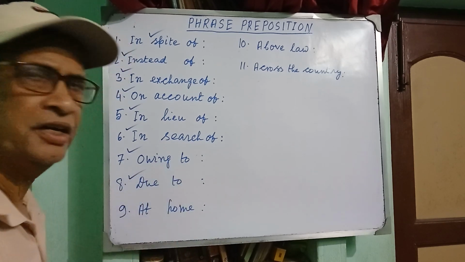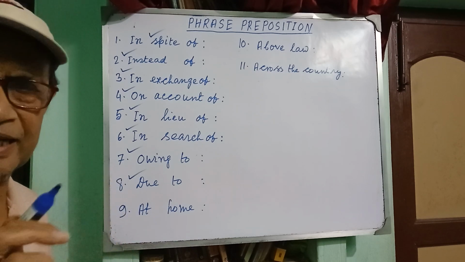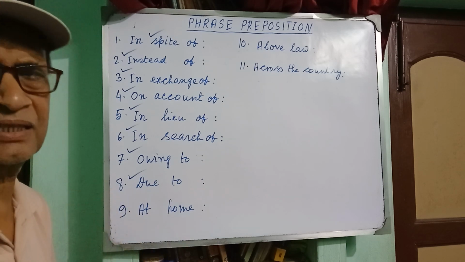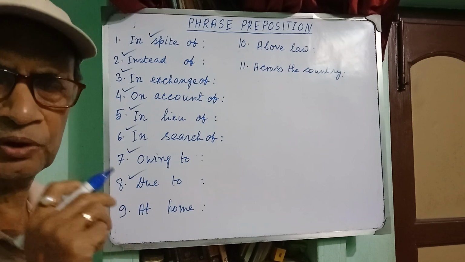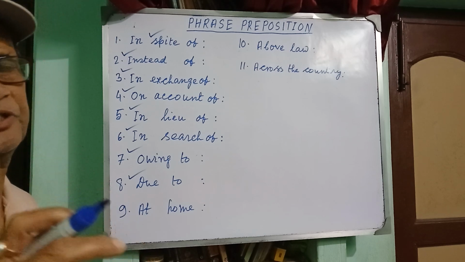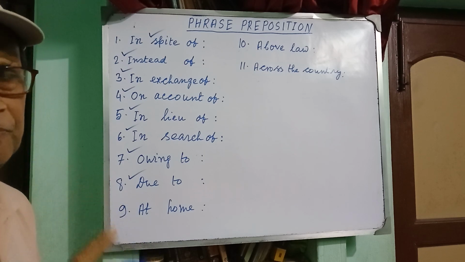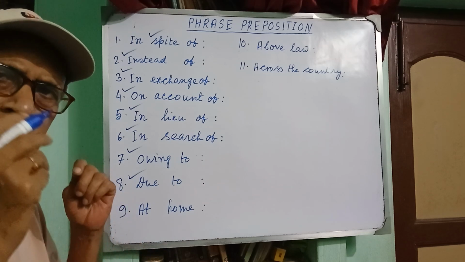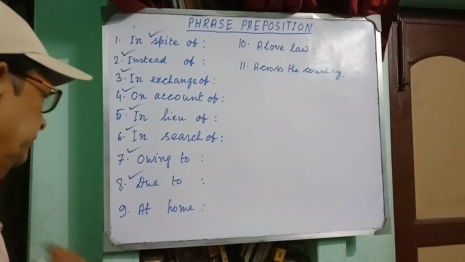And due to means also owing to, but there must be a be verb in a sentence when you are going to use due to. For example, due to my illness, I was absent from my class. You see that was is the form of be verb. When there is a be verb, you are at liberty to use due to, and when there is no be verb, you will have to use owing to.